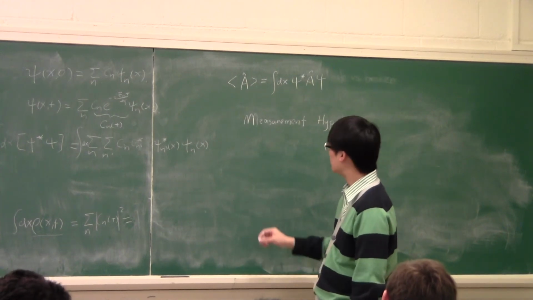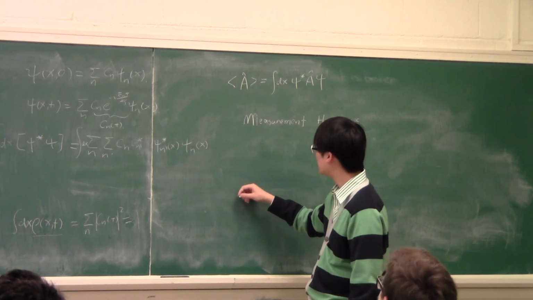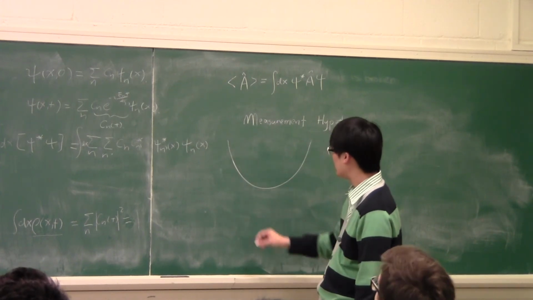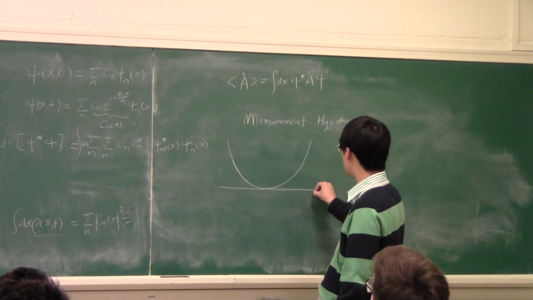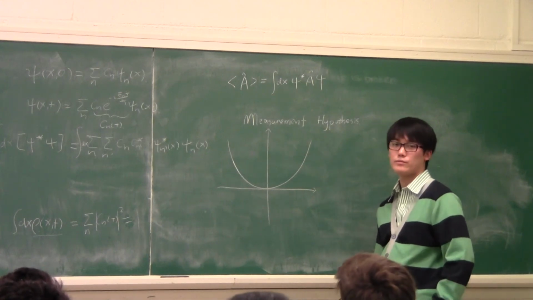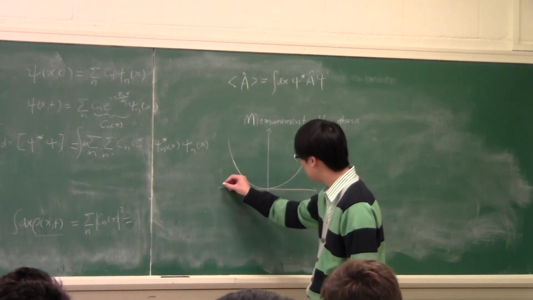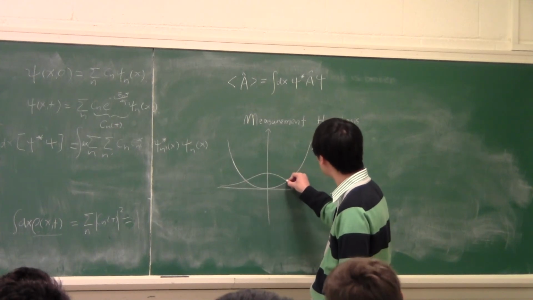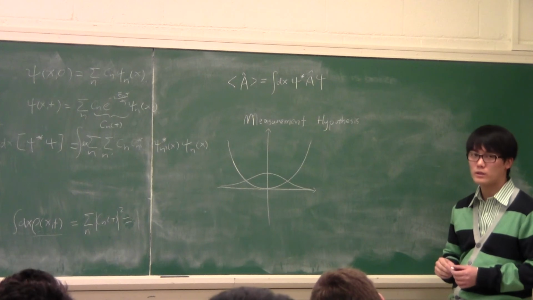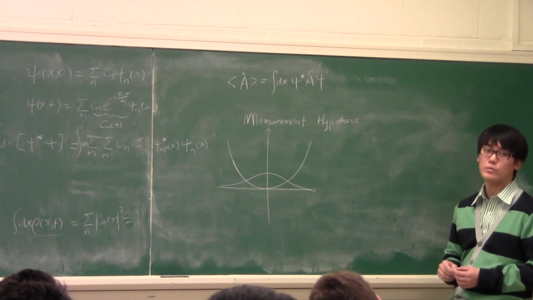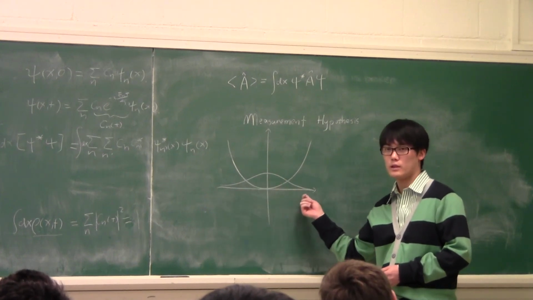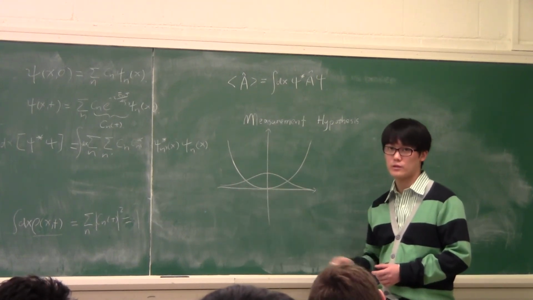Okay. So let's take a simple example. I have some potential, maybe the parabolic potential of a simple harmonic oscillator, and I'm in some state, let's say an eigenstate. Now I devise some kind of experiment that measures the position of the particle. What can I deduce from this wave function?